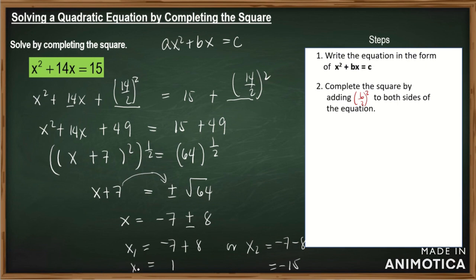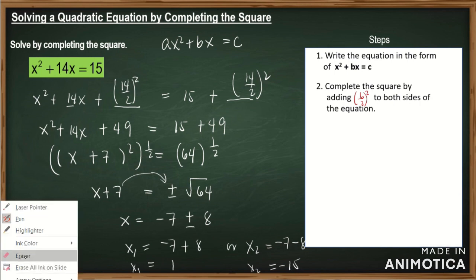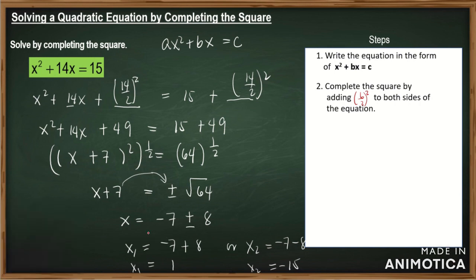Okay, now notice that the solutions are both integers. So meaning to say, this equation can also be solved using factoring. Let us show it here. Okay, so if you are going to make use of factoring method, the equation must be written in the form ax squared plus bx plus c equals 0. So in this case, we are going to transpose 15 to the left side. So we have now x squared plus 14x minus 15 equals 0.